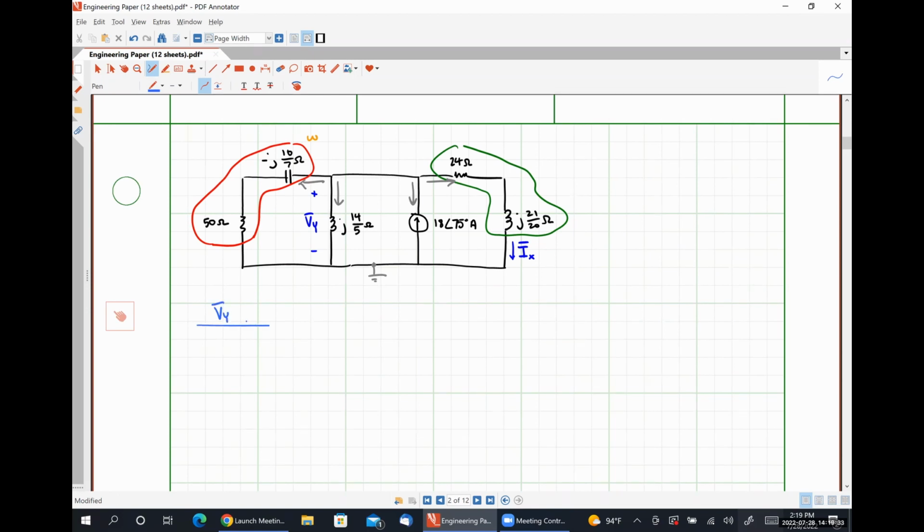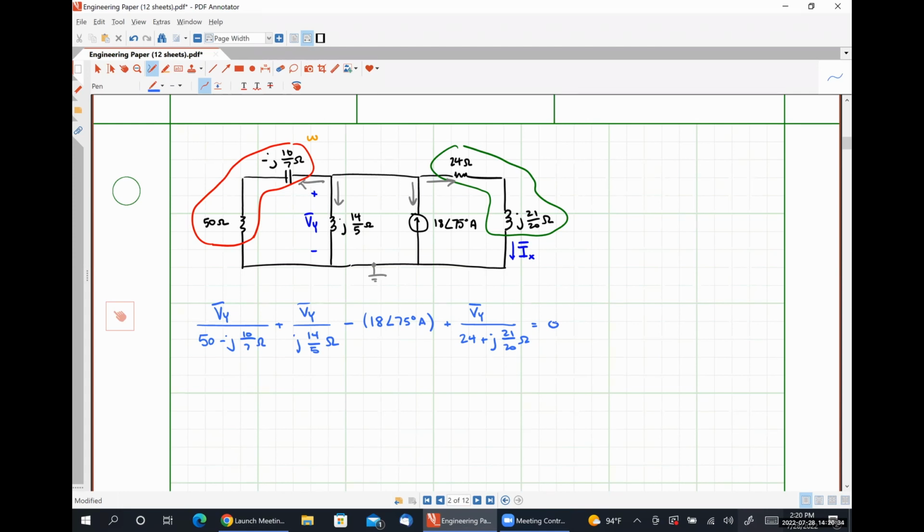So if we were to apply Kirchhoff's current law, we would wind up having Vy over 50 minus j 10/7, plus Vy over j 14/5 of an ohm, minus 18 angle 75 degrees amps, plus Vy over 24 plus j 21 over 20 ohms is equal to 0. And then we have a fairly simple one equation, one unknown system that we can solve algebraically in 1 to 2 more steps.